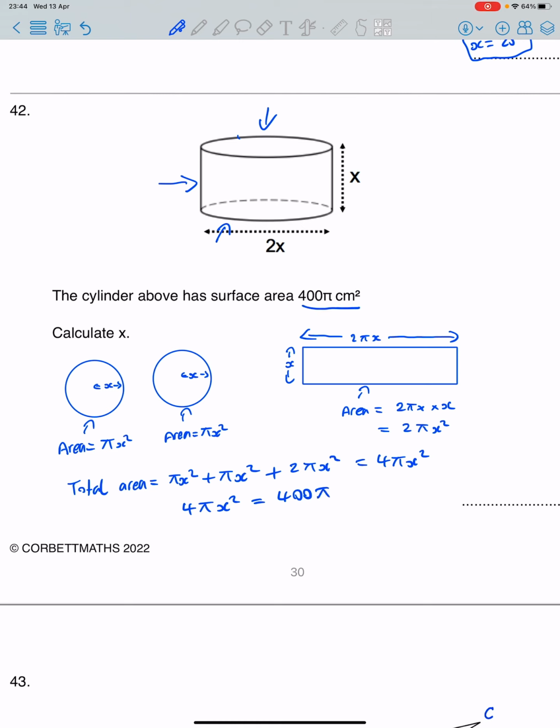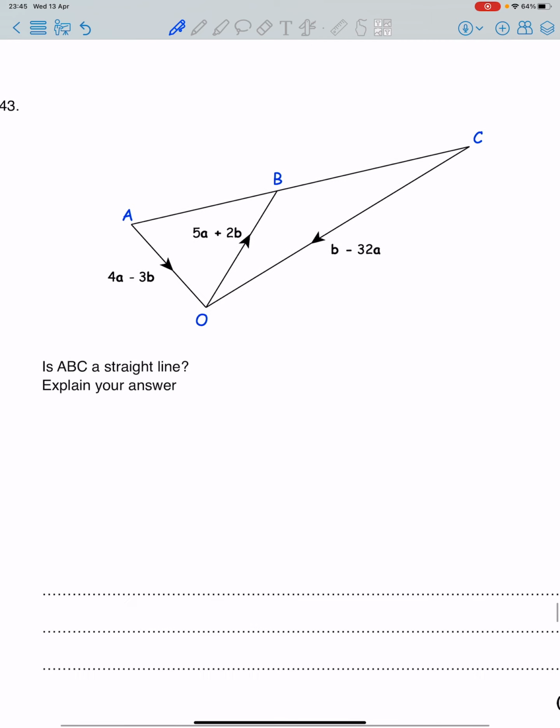So divide both sides by pi, we get 4x squared equals 400. Divide both sides by 4, we get x squared equals 100. So x equals the square root of 100, which is 10. Now we only consider the positive version because it's a length and length cannot be negative. So in case you're thinking, oh, but minus 10 squared also gives you 100, it's not right because it's a length. So we have that x is equal to 10. Right, let's carry on.